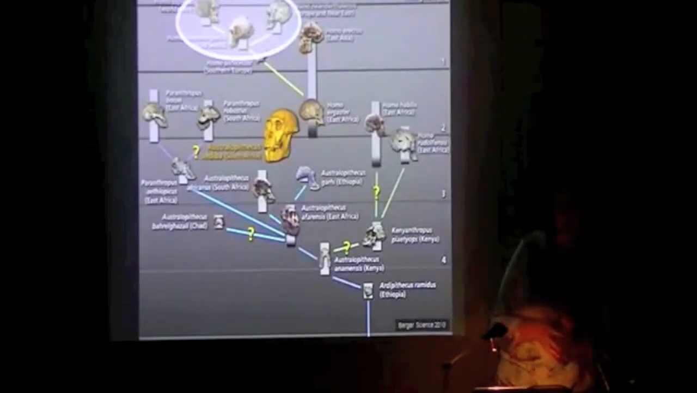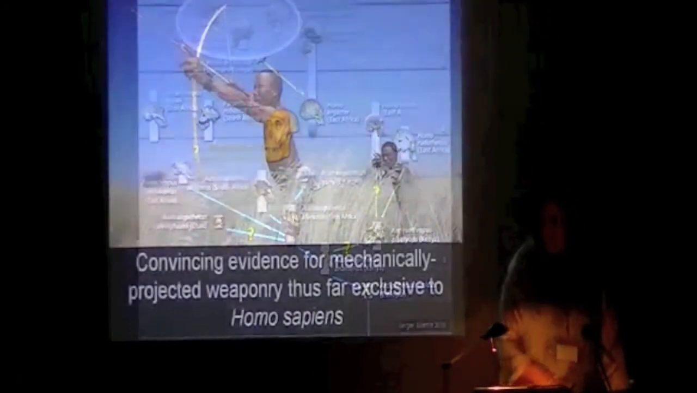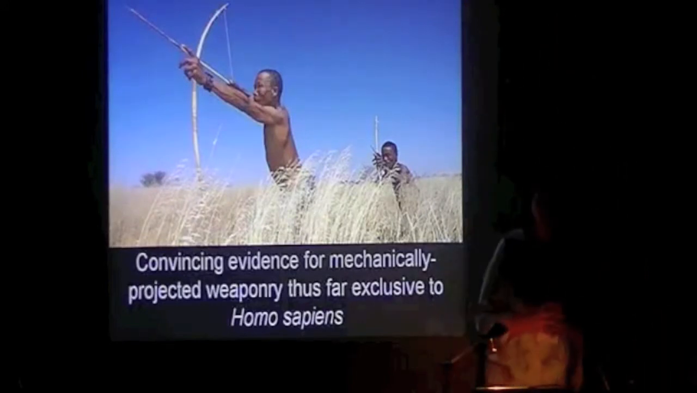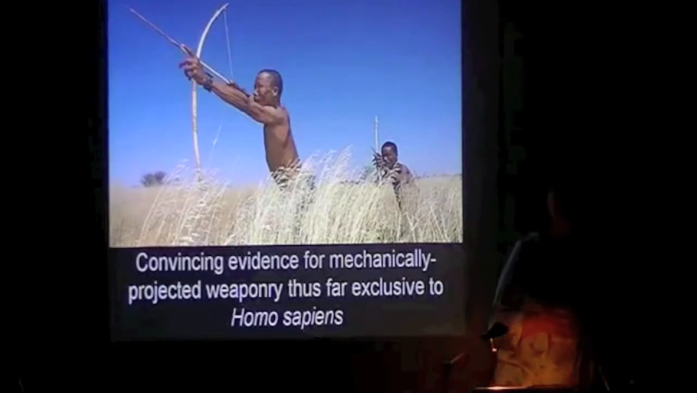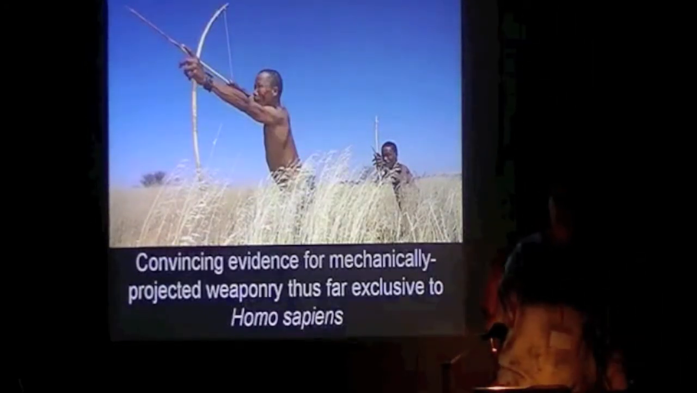But we know we share these things with other hominid species, such as Heidelbergensis, Neanderthalensis, early archaic humans. But convincing evidence for mechanically projected weaponry is thus far exclusive to Homo sapiens. And I think that also includes the use of archaeological.